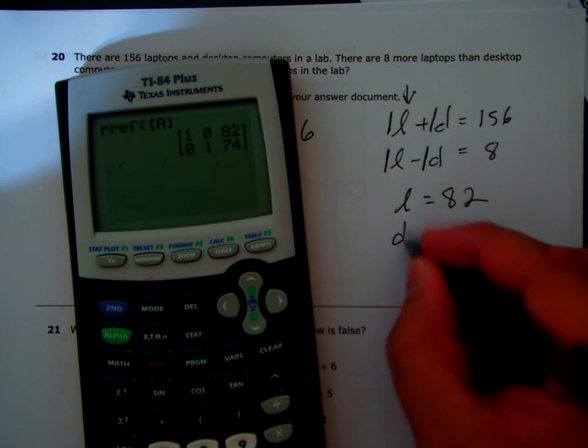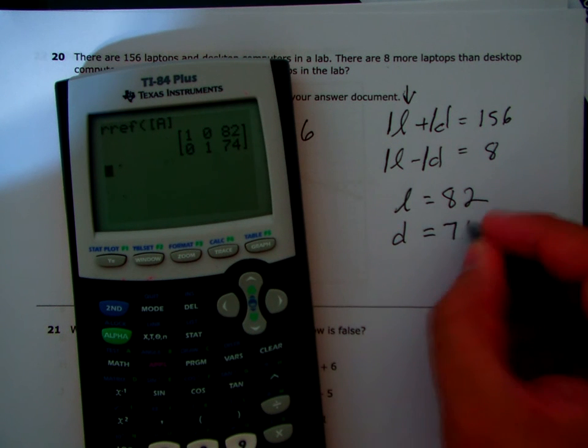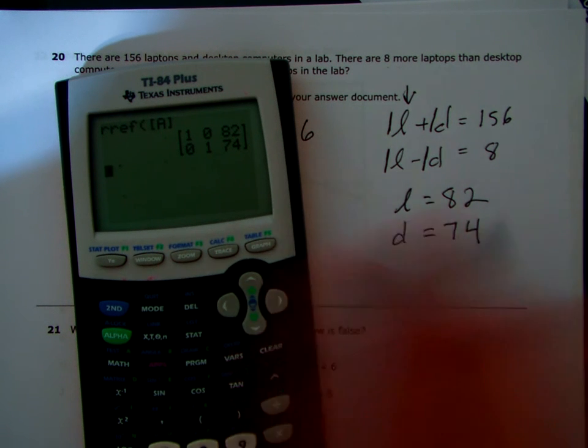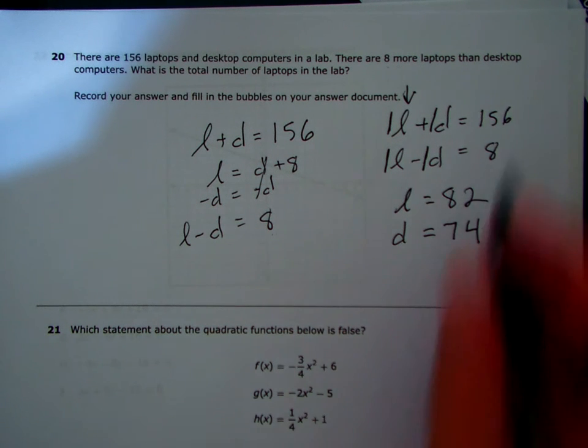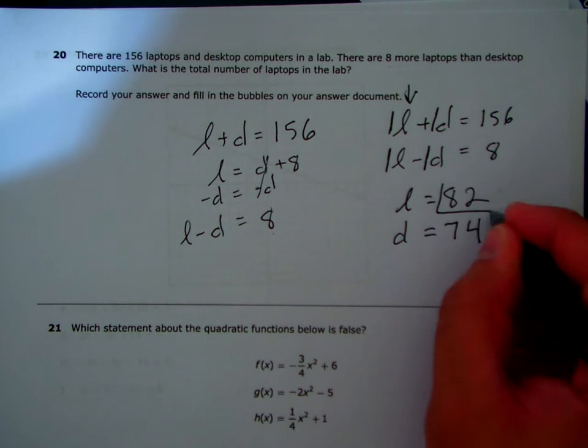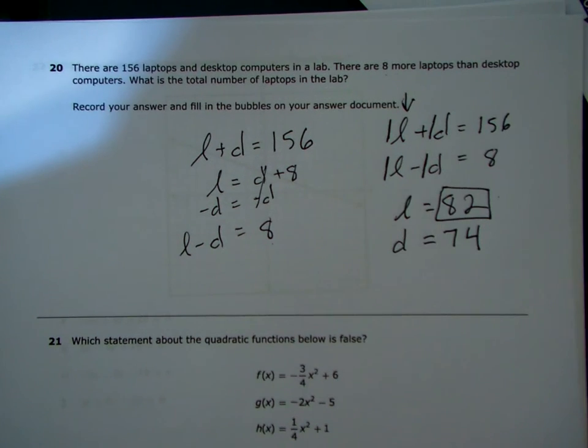D is equal to what? 74. Right? What do they want? It says, what is the total number of laptops? So they want, the answer is what? 82. Okay? So now we got 21. Problem 21.